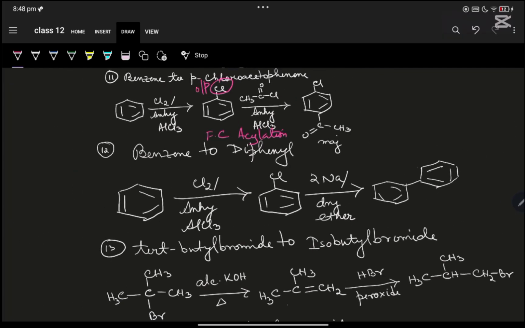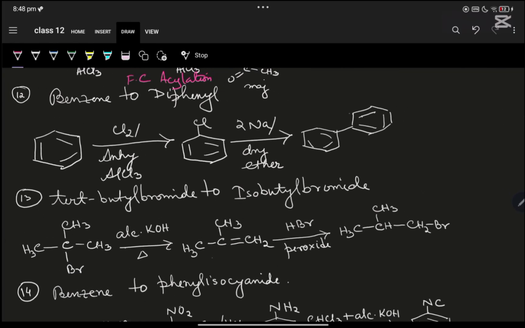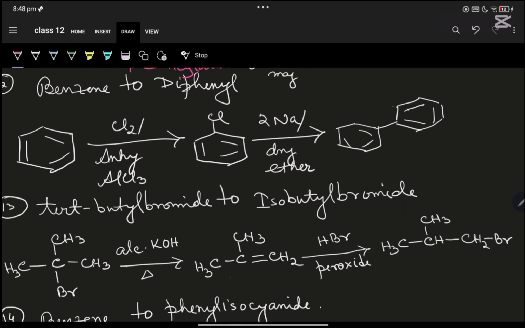Benzene to diphenyl. Here you know that diphenyl formation you can get from the Fittig reaction, but for that you need halo. So over benzene you can do chlorination, Cl2, anhydrous AlCl3. This is an example of aromatic electrophilic substitution reaction, and you will get chlorobenzene. And then you give 2Na in presence of dry ether. This is your Fittig reaction, and you will get diphenyl.